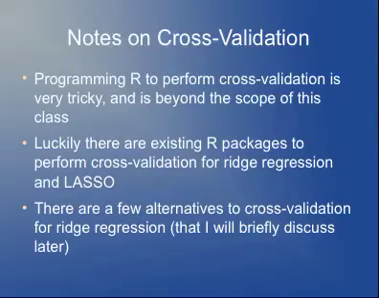So, as I said, programming R to do cross-validation is a big headache. I sure as heck am not going to ask you to do it in this class. There are existing R packages that you can use to do cross-validation for both ridge regression and LASSO. And there are other ways to find the optimal tuning parameter for ridge regression that I'll describe in a minute that also tend to work pretty well.